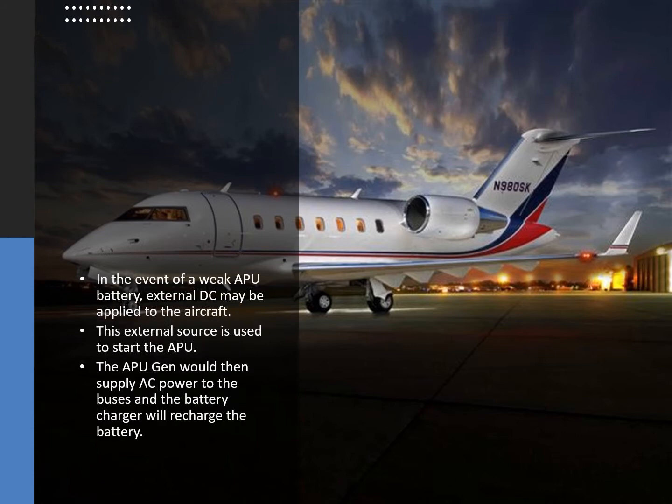If you have a weak APU battery, then you can use external power to start the APU. The APU generator would then supply AC power to the buses, and the battery charger will then recharge the battery.